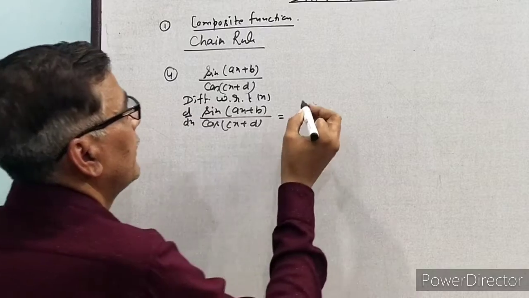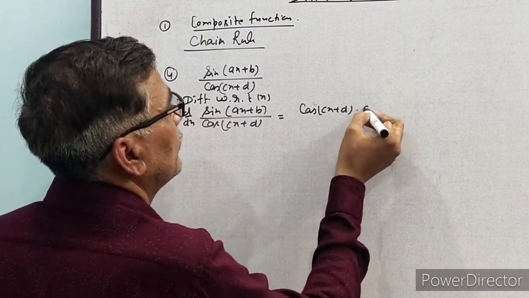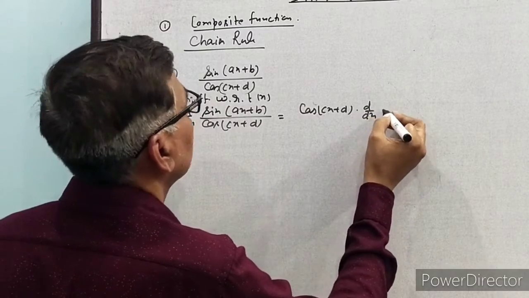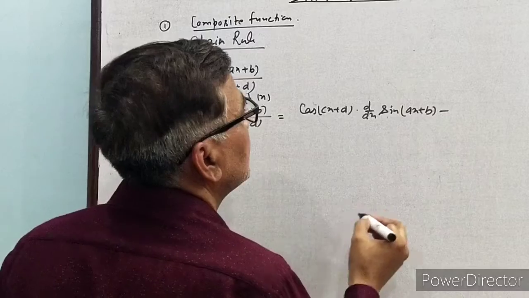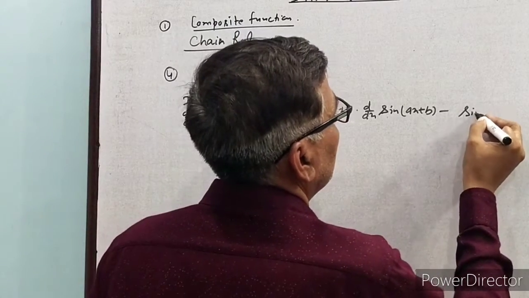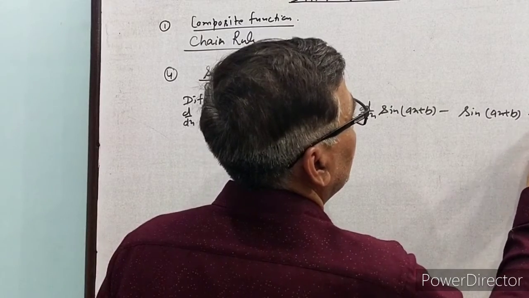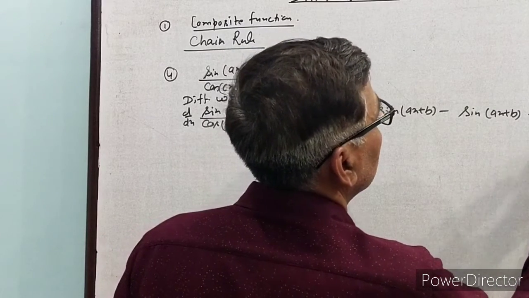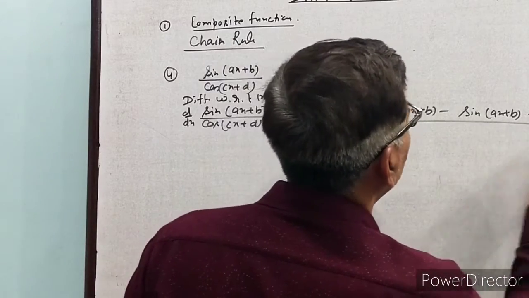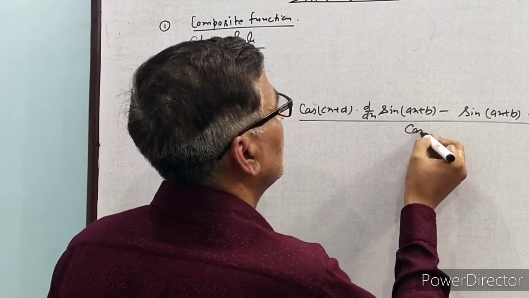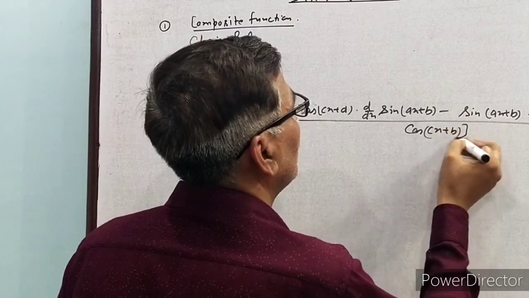Now the denominator into the derivative of the numerator, minus numerator into the derivative of the denominator, upon denominator whole square.